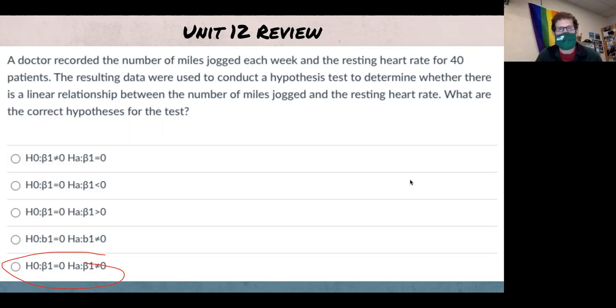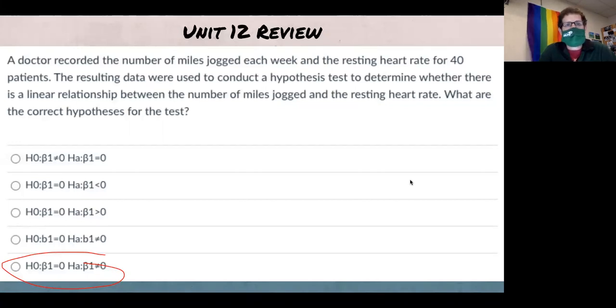So the reasoning behind this is that it does not give us an indication that they're coming in with a specific one-tailed hypothesis in mind. So it might say, as an additional sentence in here, the doctor suspects that as your number of miles jogging increases, they have a lower resting heart rate. And that would at least be my hypothesis behind this. I'm assuming a doctor would have that hypothesis, but I'm not calling myself as smart as a doctor here.